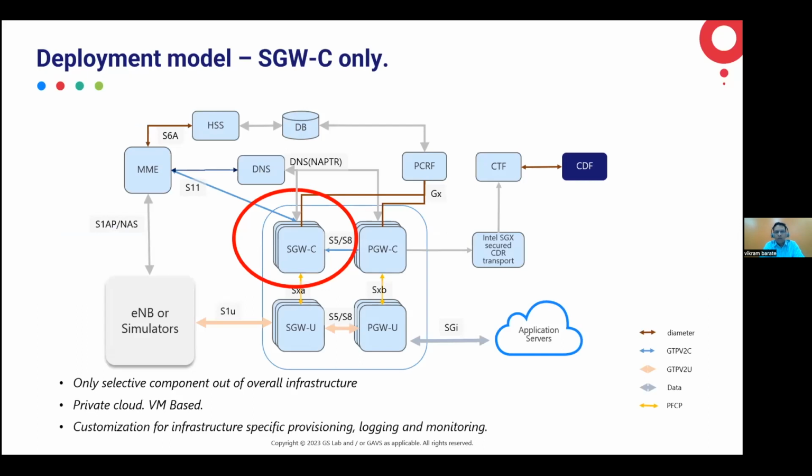The diagram here shows all the components which are available under the Aether platform. What we did for the customer was we specifically picked up S gateway-C as per their needs, and we customized all the interfaces, S11, S5, S6, even the DNS part, to make sure we could interoperate with all the peer components. We were able to successfully complete the interoperability testing and deploy it for the customer. All the monitoring, provisioning and logging were specific to the customer's infrastructure, and those kinds of customizations were added in the S gateway. So this is an example where we carved out a piece of the overall infrastructure and made a success story for a customer.